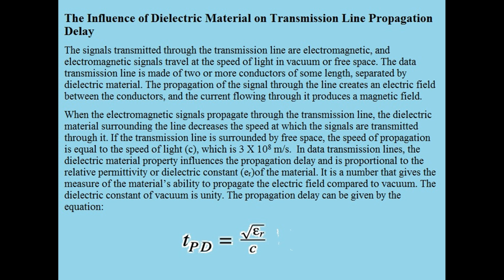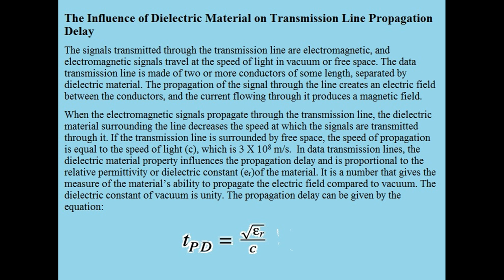When the electromagnetic signals propagate through the transmission line, the dielectric material surrounding the line decreases the speed at which the signals are transmitted through it. If the transmission line is surrounded by free space, the speed of propagation is equal to the speed of light, c, which is 3x10^8 m/s.